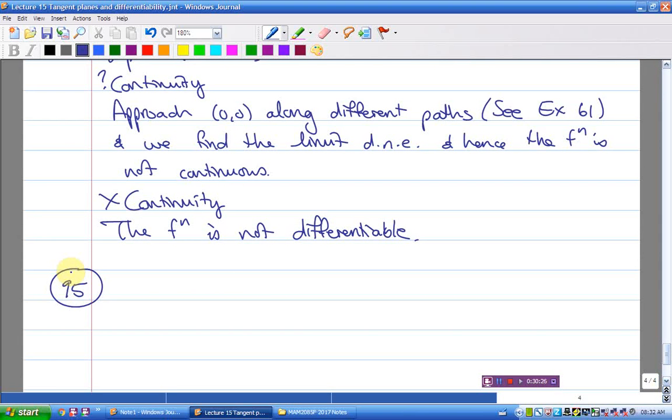Okay, moving on to 95. All right. And we've done that one as well, haven't we? Where is it? 71. F of x, y equals... oh, no, it's x squared y, yeah. So it's like 70 and 75. Okay, anyway, I digress.